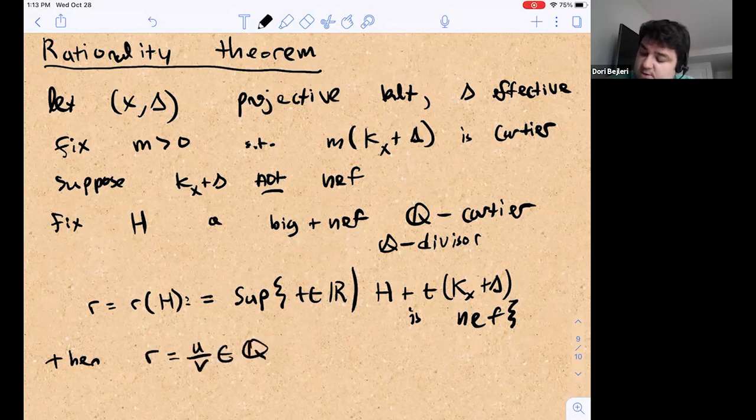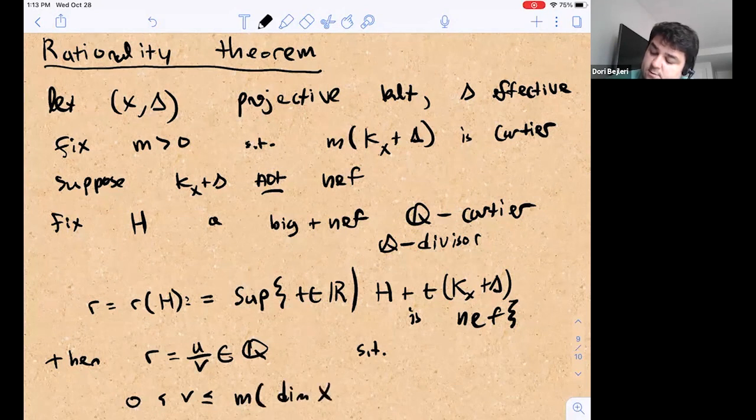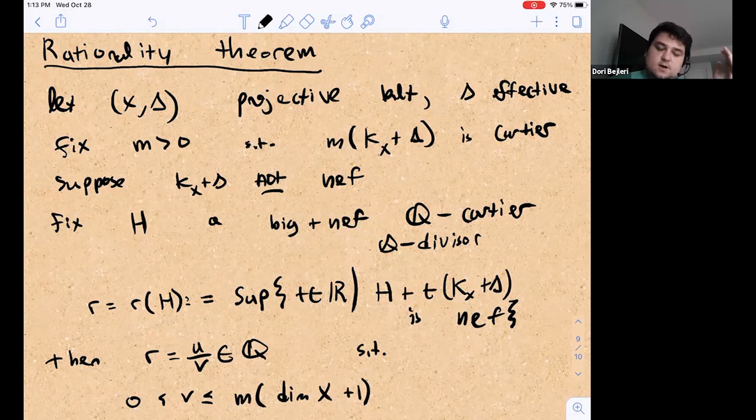So r is a rational number in Q, where we can write it as u over v, such that this v is bounded by m times (dim X plus 1). So that's where this m comes in, this Cartier index of KX plus delta. Okay, so that's the rationality theorem. And then finally, we have the cone and contraction theorem. So I'll end today by writing down the cone and contraction theorem, and then we'll start next class outlining how these theorems are proved. They really build off each other, so we'll discuss the logical relations, and then actually start the proof.